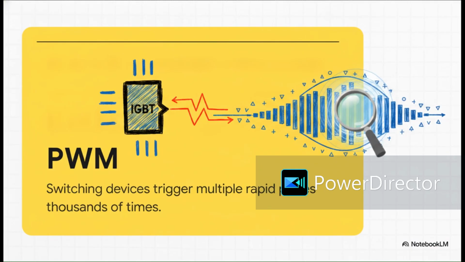So this mind-boggling speed isn't just a fun engineering trivia fact. It fundamentally alters the physical nature of the electrical current. This is done through something called PWM, or pulse width modulation. Basically, it's a technique where switching devices trigger multiple rapid pulses, again, thousands of times a second, to simulate a waveform. Because the IGBT fires off so unbelievably fast during that DC to AC conversion, the final alternating current isn't a continuous flowing river of electricity anymore. Instead, it is actively being built out of countless tiny, sharp pulses.